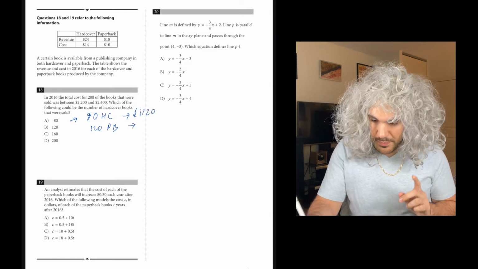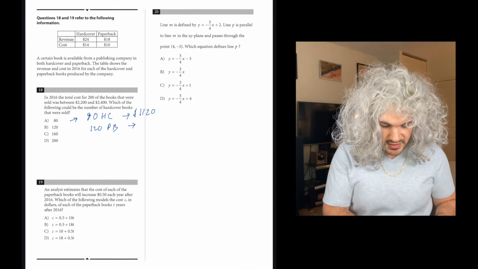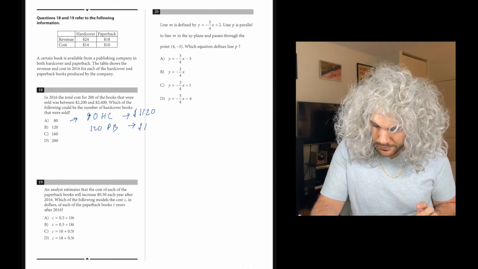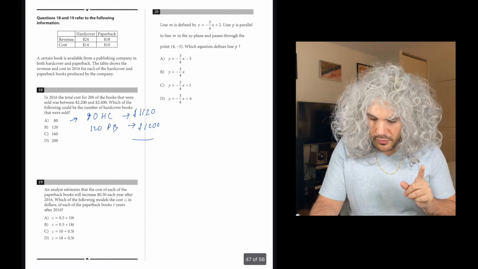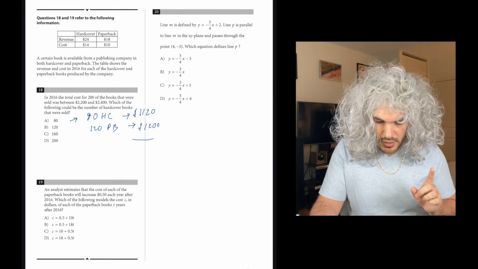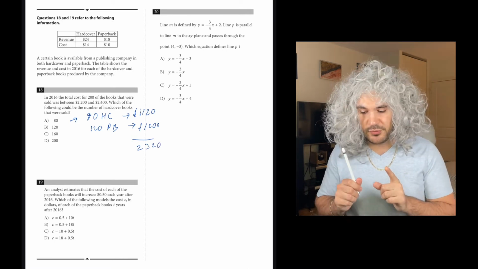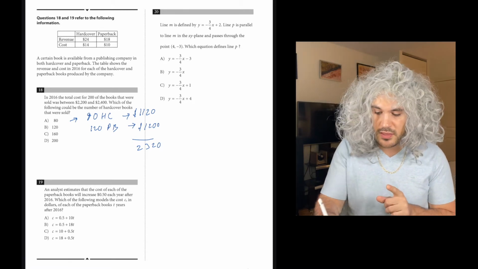The cost of the paperbacks was 10 per book, so it's 120 times 10. It gets us 1200. If we add these together, we get 2320. That is between 2200 and 2400. So A works.